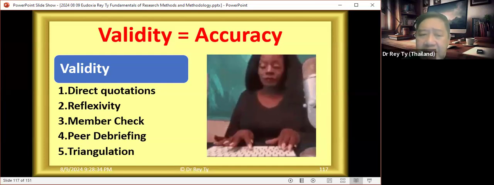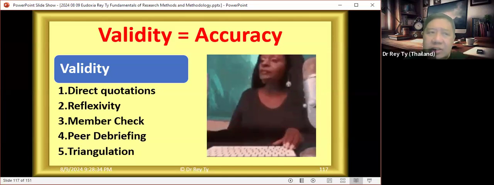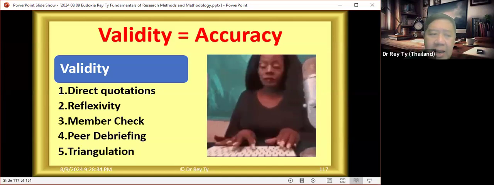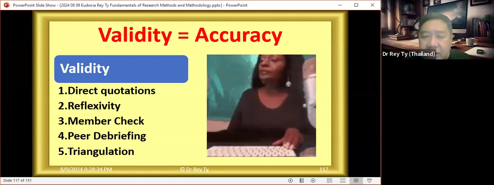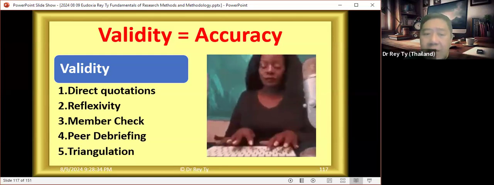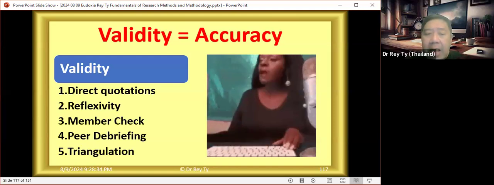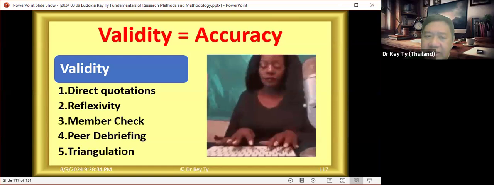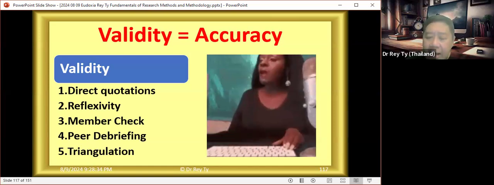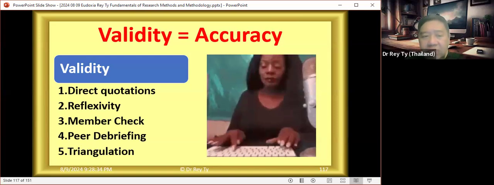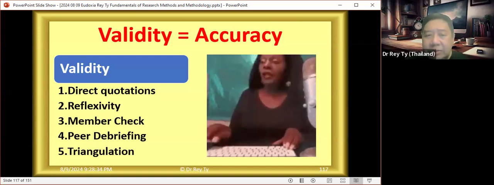Peer debriefing means you go back with your peers. If you are a student, with your classmates. If you're a faculty member, talk with other faculty members. If you're a researcher, talk with researchers. Show them your draft. And then they will give you constructive feedback. Triangulation means using all possible ways by which you can verify that what you wrote is accurate, from 1, 2, 3, 4, and other ways too.